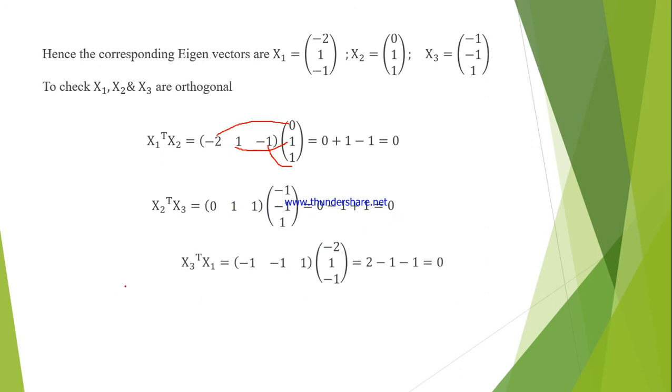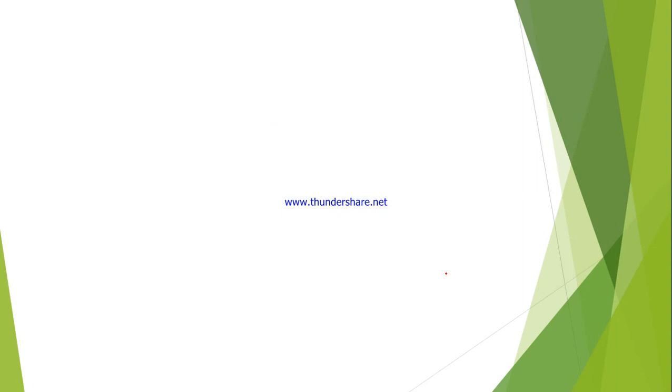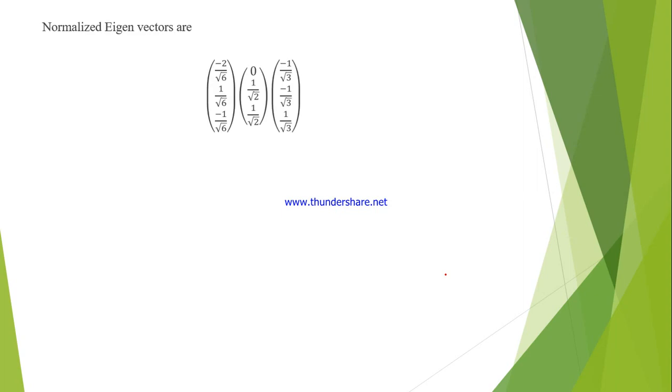Next, we have to check the orthogonality for X3 and X1. For that, X3 transpose into X1. X3 is a column matrix; change it into a row matrix and multiply with this capital X1. After multiplying this, we get 0. Therefore, capital X1, X2, X3 are orthogonal to each other.